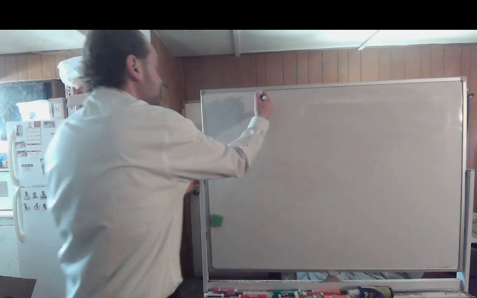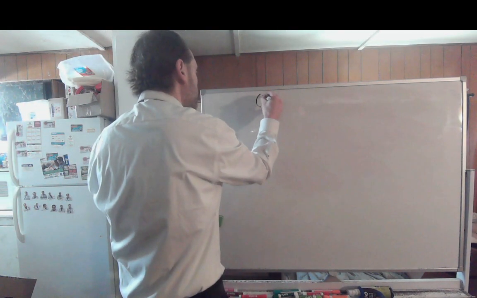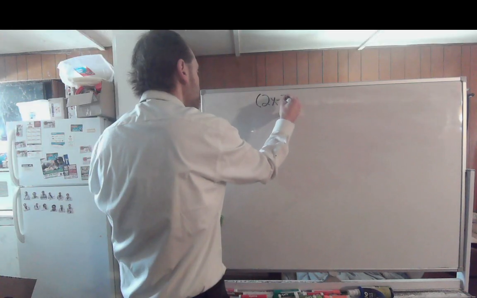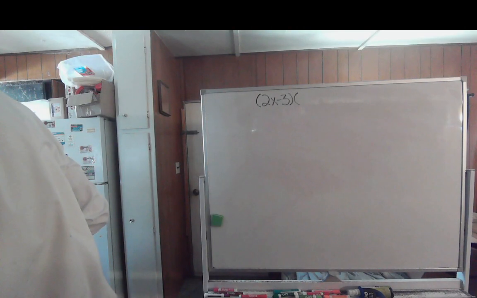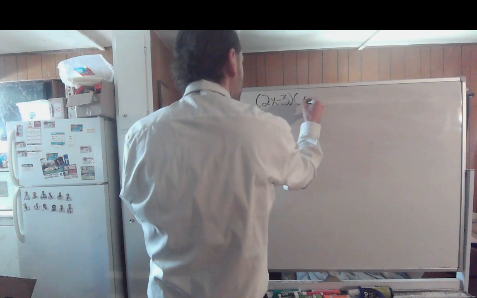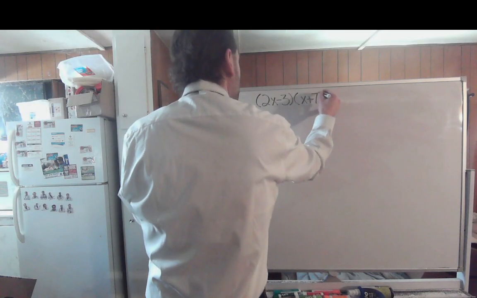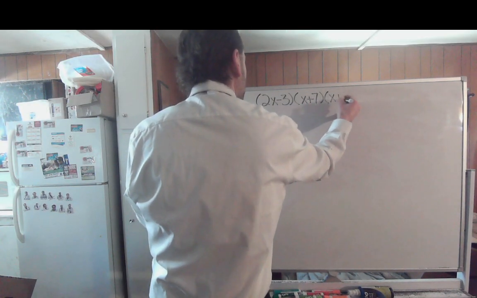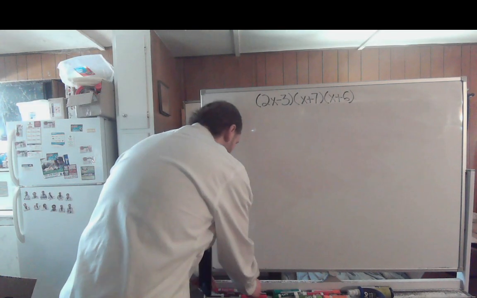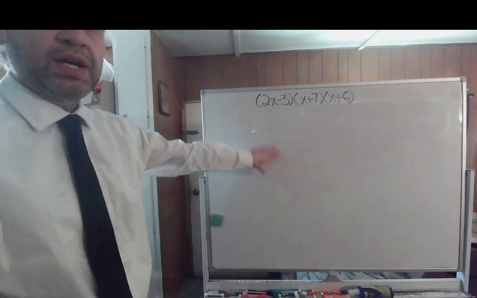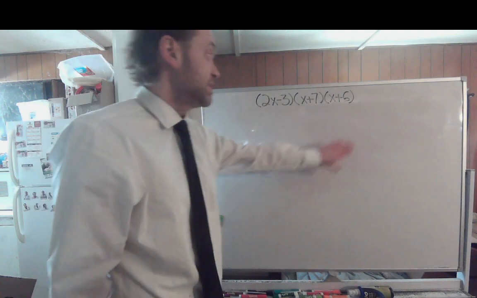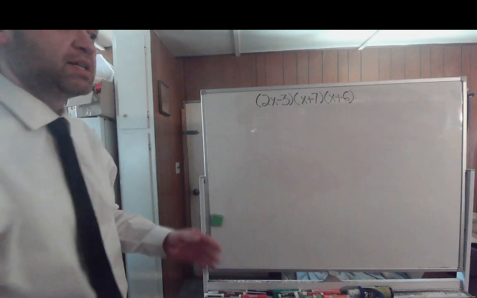Alright, a little bit different. So we have the quantity of 2x minus 3 times the quantity of x plus 7 times the quantity of x plus 6. Again, we have three binomials we're multiplying by each other: the quantity of 2x minus 3 times the quantity of x plus 7 times the quantity of x plus 6.